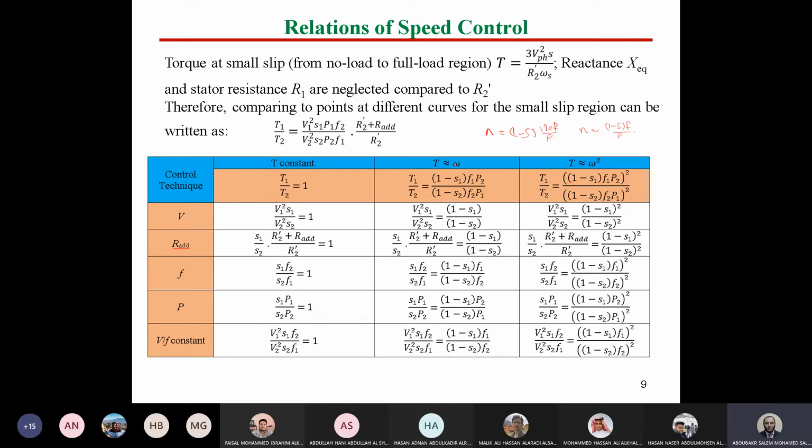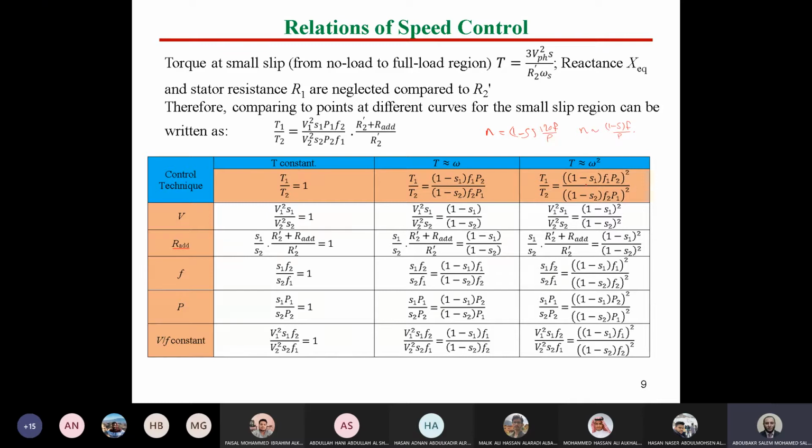Right. If we have fan load torque, where torque is proportional to omega squared, we will just square the right-hand side part here in the equation. So the relation will be (1 minus S1) F1 P2, all squared, and so for the denominator. Fine. Now, this first row is regarding the machine, the load curve.